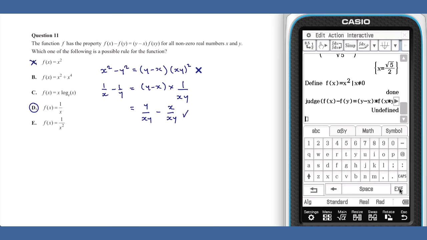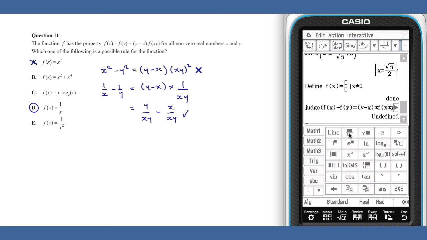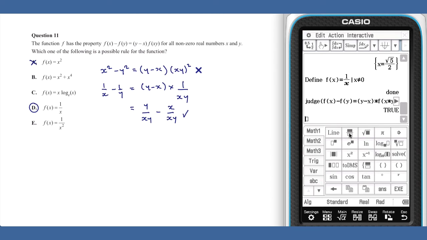The judge command returns a response of undefined for the function f of x equals x squared. This is indicating that that statement is true for some values of x and y. Going back and altering our defined function, we can try our next alternative, which was our 1 on x. And this time judge returns the output true, indicating that that statement is true for the function given, confirming answer D.